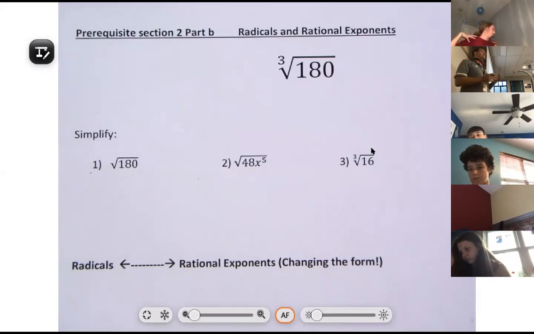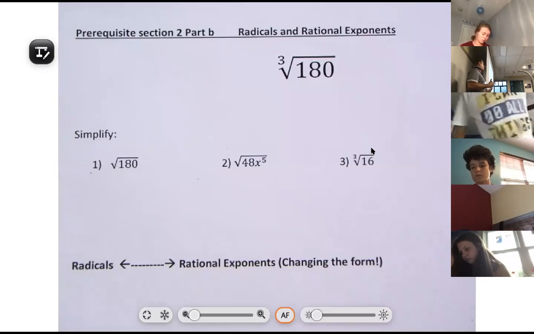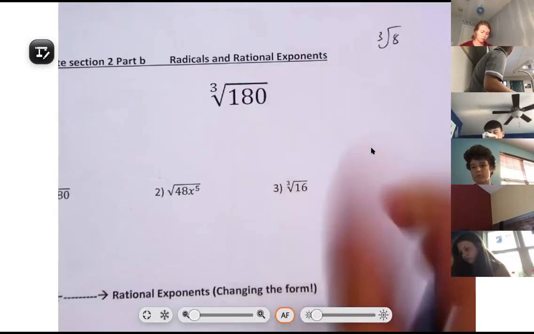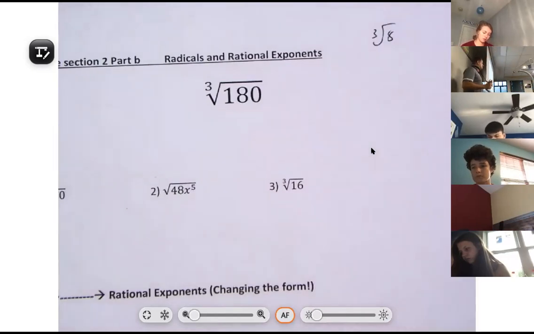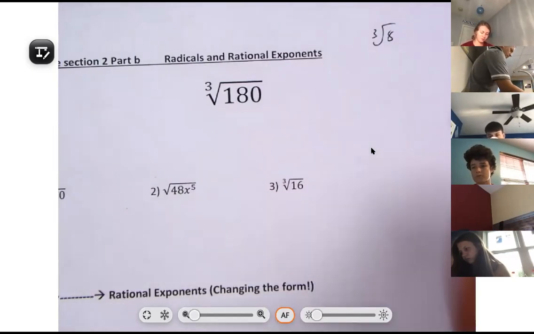Yeah, so think about square roots, all right? A square root is asking what number can you multiply by itself twice to get to that number, right? A cube root is just saying what number can you multiply by itself 3 times to get that number. So if I said the cube root of 8, well, now I got to think, what number can I multiply by itself 3 times to get there? And that would be 2, okay?